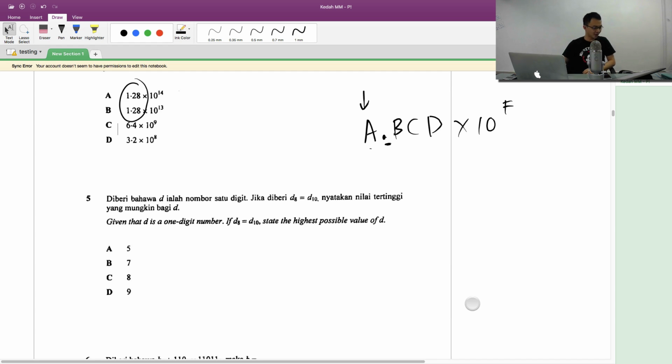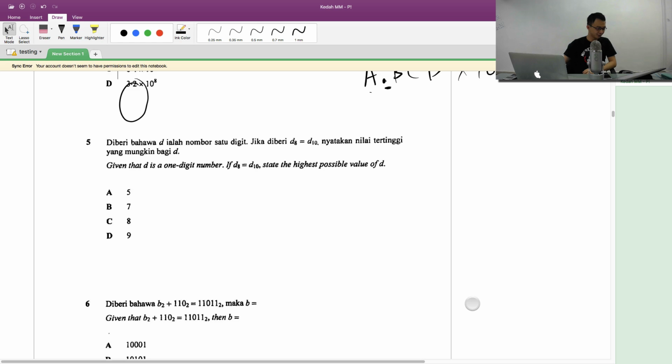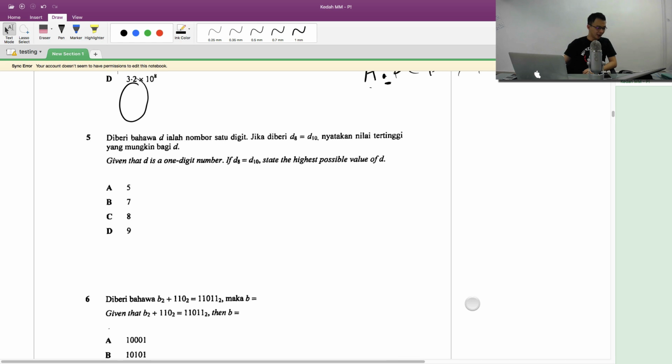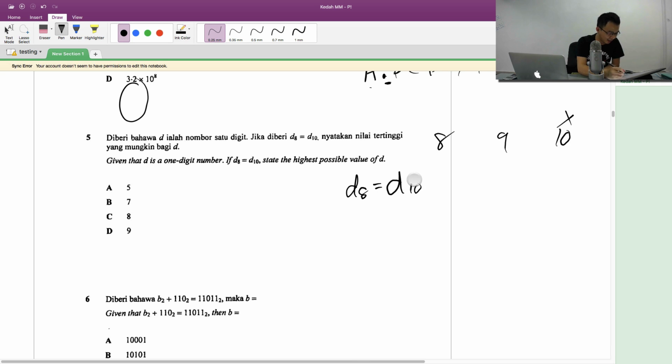So let's continue to question 5. Given that d is a 1-digit number. So a 1-digit number such as 8 is a 1-digit number, 9 is a 1-digit number, 10 is not. This is what I mean by 1-digit number. If d base 8 is equal to d base 10, state the highest possible value of d.